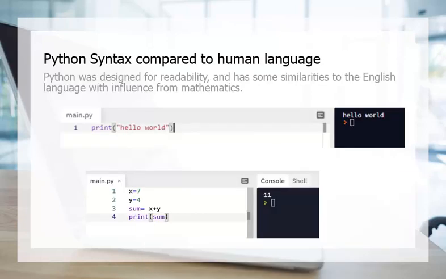Before we begin the discussion for Python syntax, let us compare Python to human language. Python was designed for readability, and has some similarities to the English language with influence from mathematics. Take a look at the example below. The first one uses a keyword print to display the text, while the second example is related to mathematics, wherein the addition symbol was used to add the values of the variables.